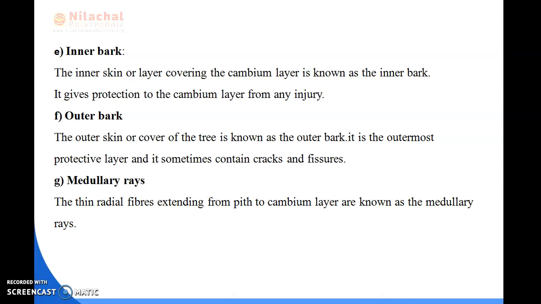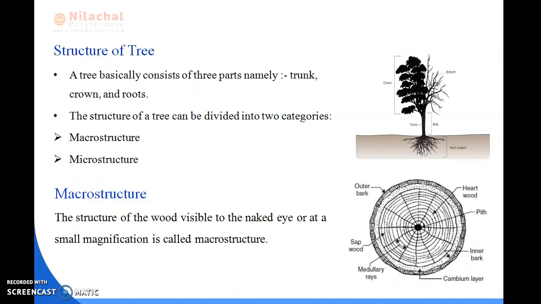The last one is medullary rays. The thin radial fibers extending from pith to cambium layer are known as medullary rays. So we can say that the thin radial fibers extending from pith to cambium layer are known as medullary rays. Here I have shown you the diagram of medullary rays.